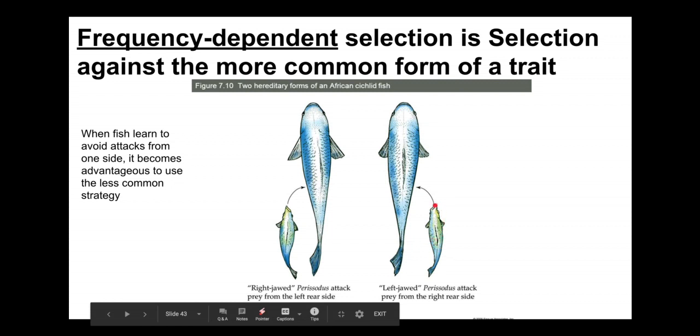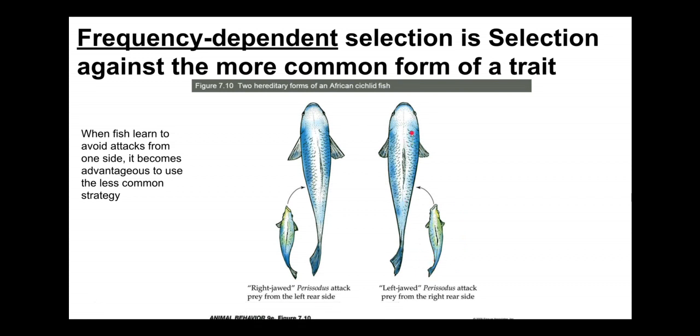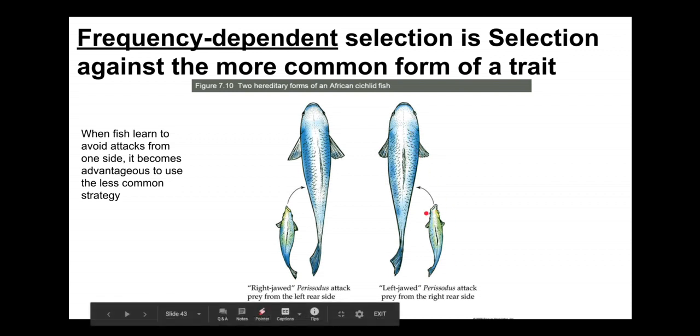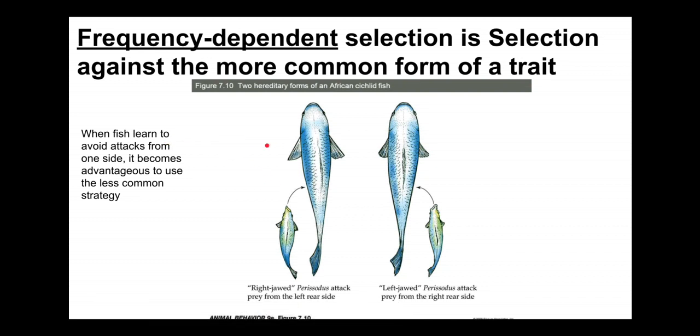These left-jawed fish are going to have higher fitness when this happens. They're going to produce more offspring. The population is going to become dominated by left-jawed fish. And then the prey fish are going to learn to watch their right flank and to protect their right side. And so these left-jawed fish are going to be at a disadvantage. The right-jawed fish, who have become rare, are going to be able to better sneak up on the fish. And so it's going to go back and forth, back and forth, back and forth. Whatever the rarest form of the jaw is will have the advantage, but then it's going to go back and forth as the prey fish learn.